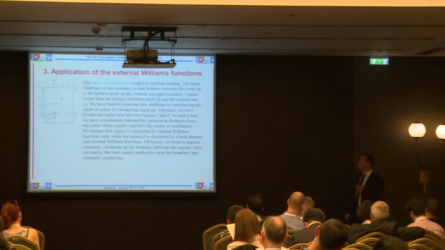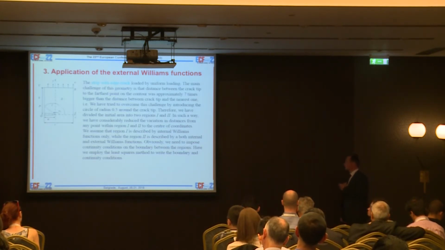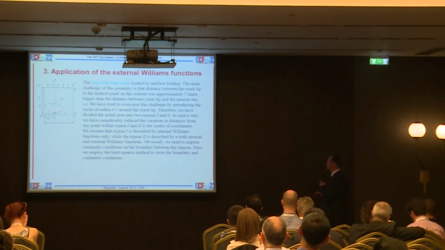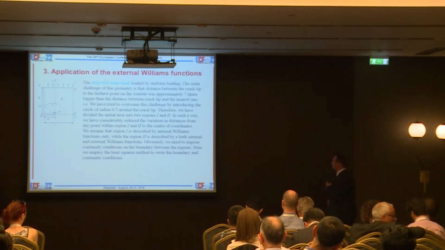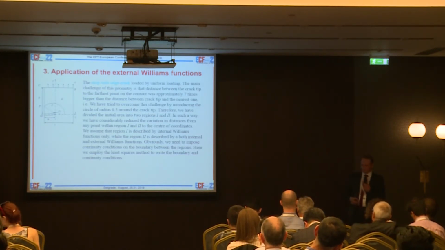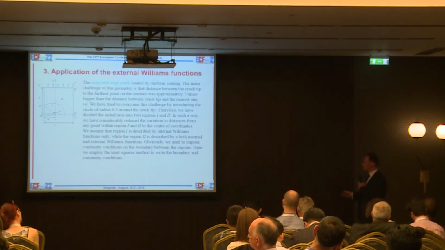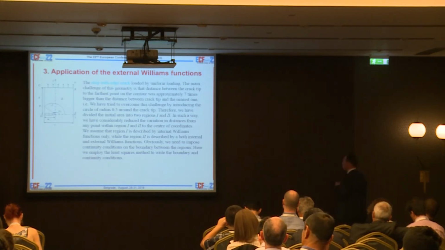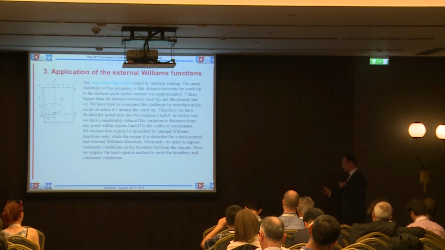And now we go back to this classical geometry, a strip with an edge crack. So the problem with this geometry for classical Williams functions, for internal Williams functions, is that if we have a big distance between the crack tip and this far corner, our solution will not converge. That's because these functions have a power of n. So with bigger distance, they do not converge.